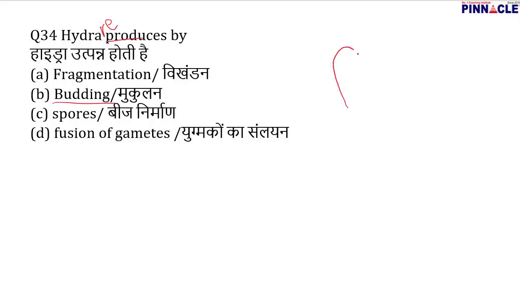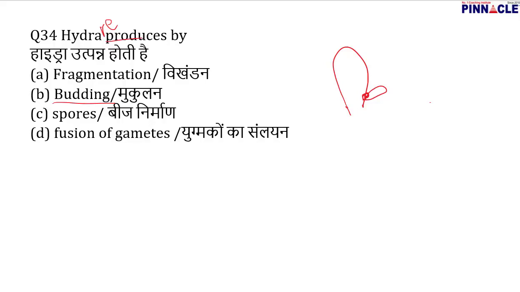So if this is the Hydra, then at a particular point there is a large number of cell divisions taking place, and because of that excessive cell division there is an outgrowth, and this outgrowth or bud starts growing because of cell division, and once it grows to a large size it just detaches itself and a new individual is created. Hydra generally reproduces by the method of budding only, and the cell which Hydra uses for this budding process is said to be regenerative cells. So question number 34, B, that is budding, is the correct option.